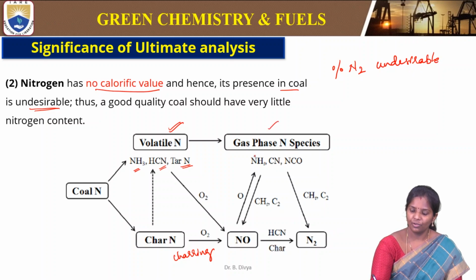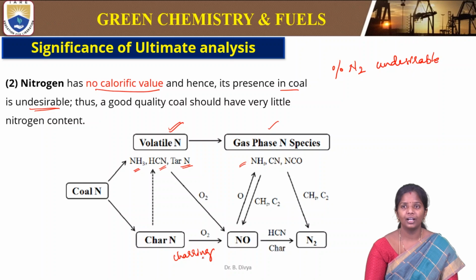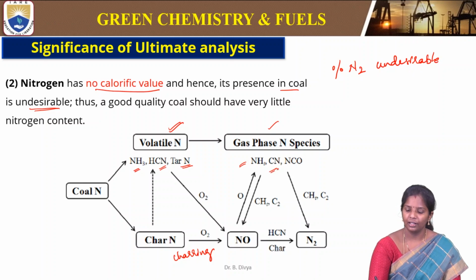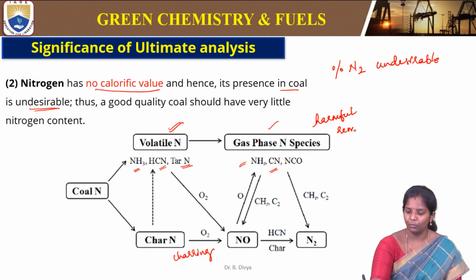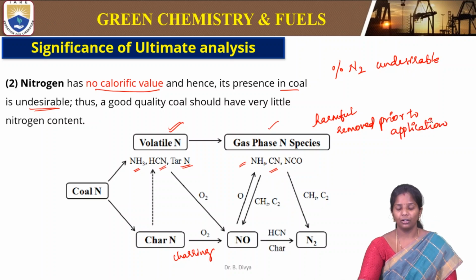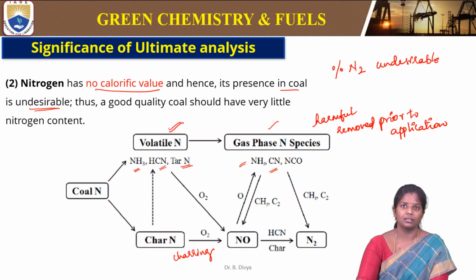So in gaseous form, it is present in the form of ammonia or cyanide. These are also isocyanates or cyanates. These are also harmful and show harmful effects. Therefore, they have to be removed prior to their application in industries, so that the labor working will not have any harmful effects.